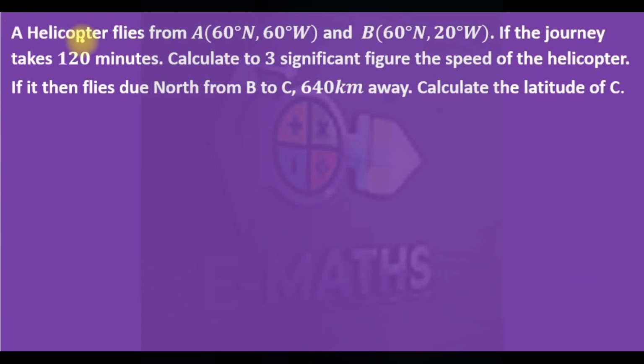Okay, they said a helicopter flies from A with latitude and longitude 60 north and 60 west, to B, 60 north 20 west. If the journey takes 120 minutes, calculate to three significant figures the speed of the helicopter. The second part of the query: if it then flies due north from B to C, 640 kilometers away, calculate the latitude of C.